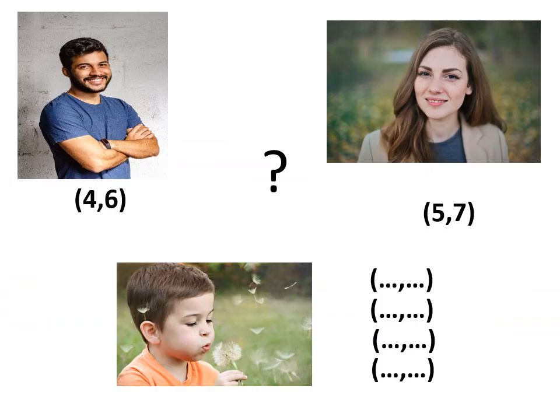Now let's imagine that they have a child, and of course the child will inherit 1 chromosome from the father and 1 chromosome from the mother. So what can be the profile of the child? It can be 4,5, it can be 4,7, it can be 6,5 or 6,7. We have 4 possibilities. Every time one chromosome must be from the father and one chromosome must be from the mother.